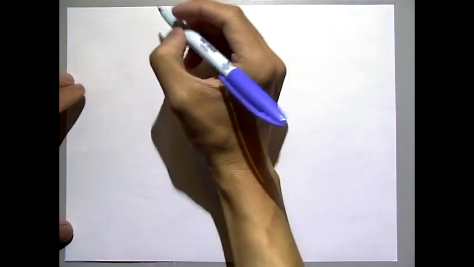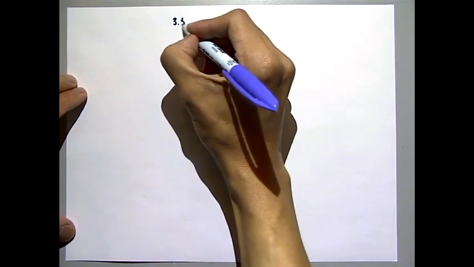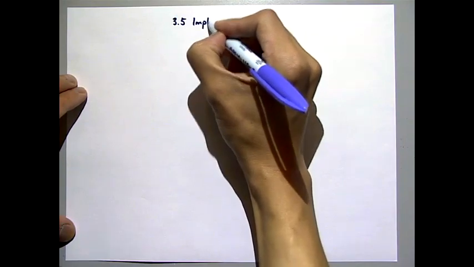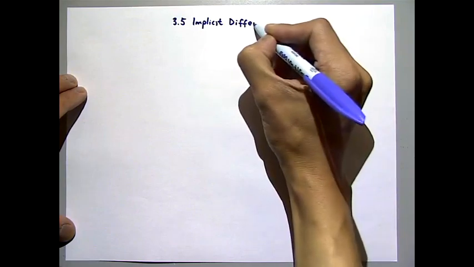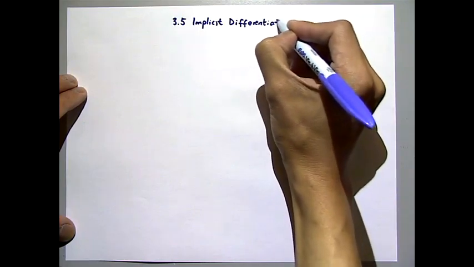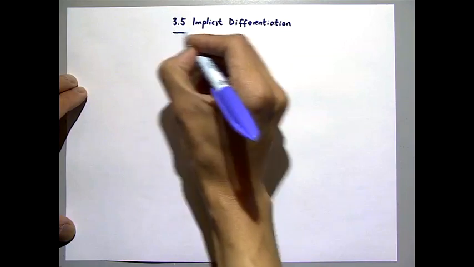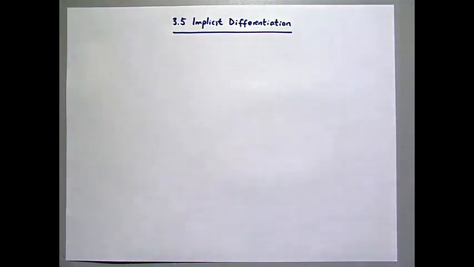Okay, so we're going to be looking at section 3.5. The topic is implicit differentiation. If you got the chain rule, then this part just follows very naturally. Everything we're doing here in this section is entirely based on the chain rule. So before we look at that, let's talk about what it means to be in the implicit form.